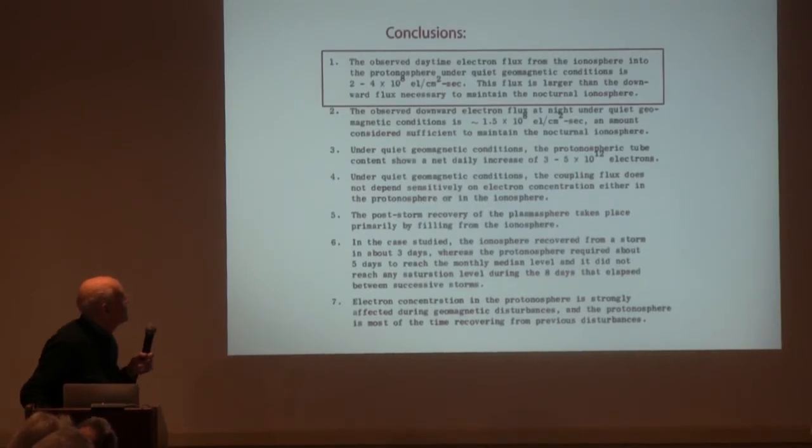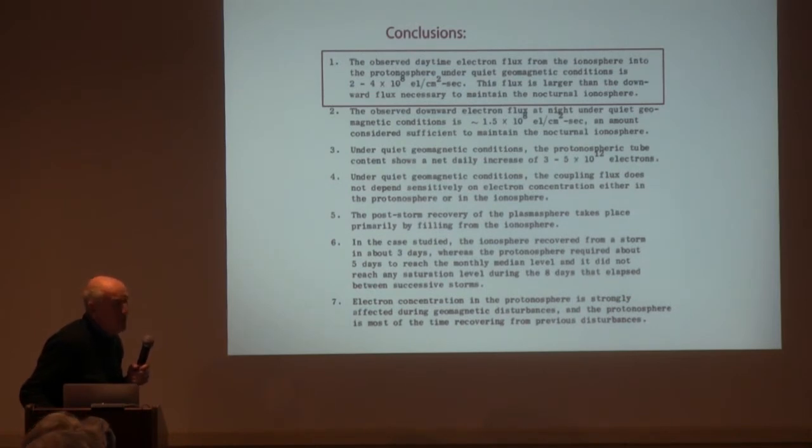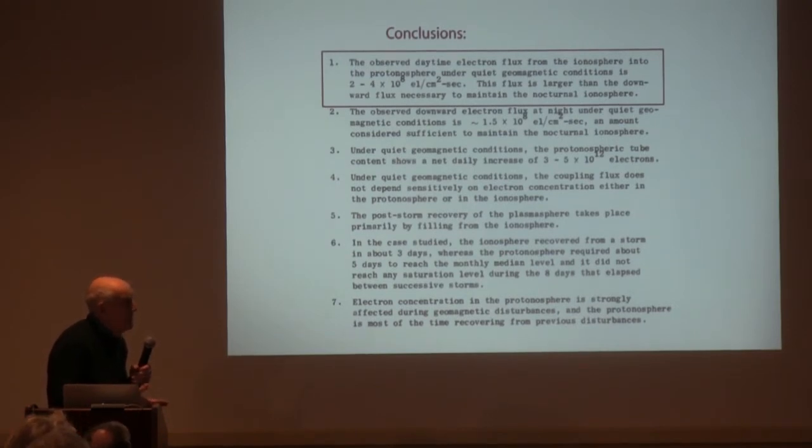And in his thesis, he showed that there were sufficient fluxes of 2 to 4 times 10 to the 8th electrons per centimeter squared per second upward into the high latitude plasmasphere. This has really become gospel or routine now, and people don't even question the reality of this result.